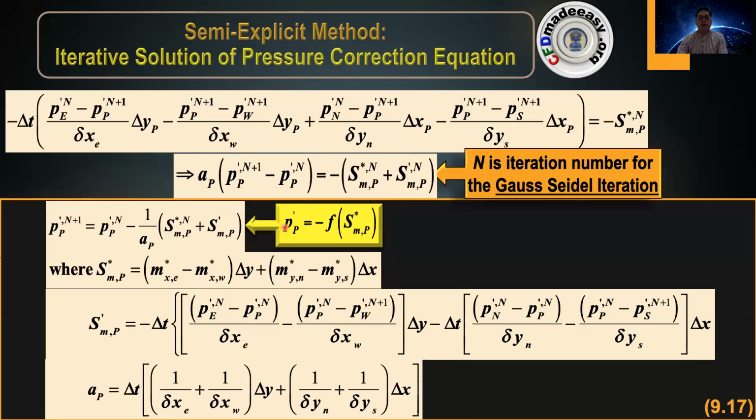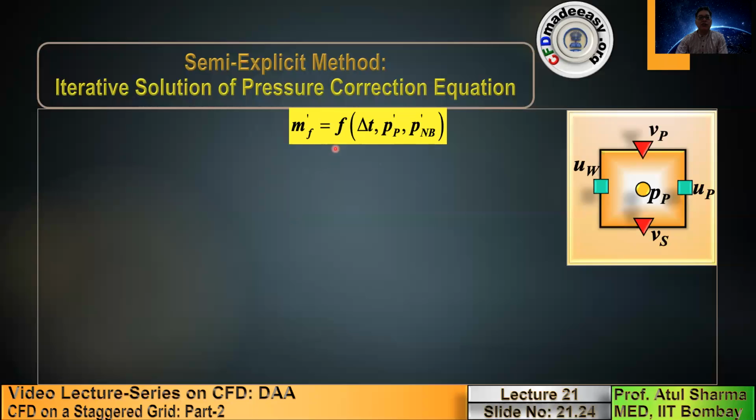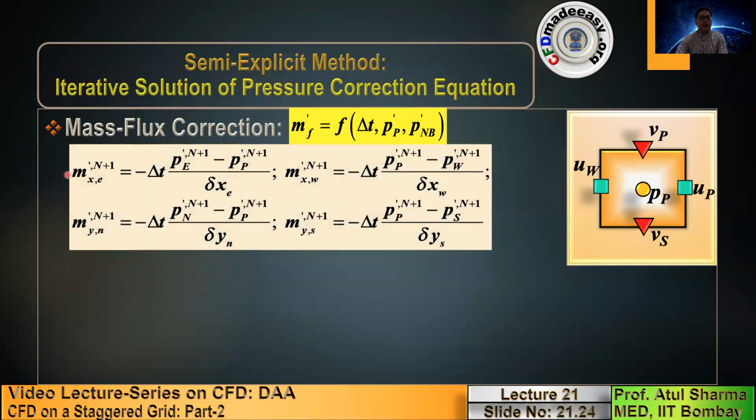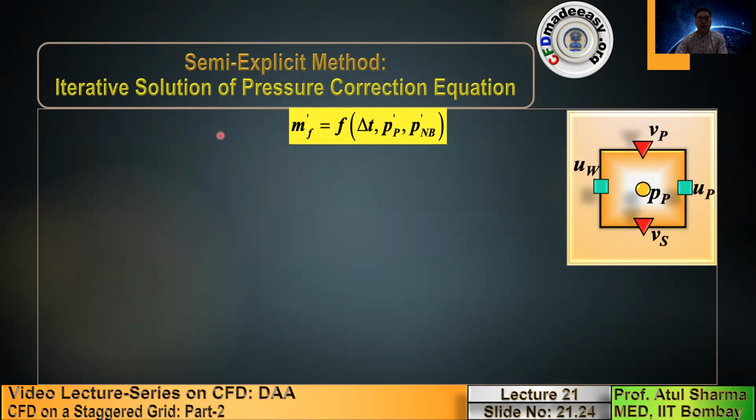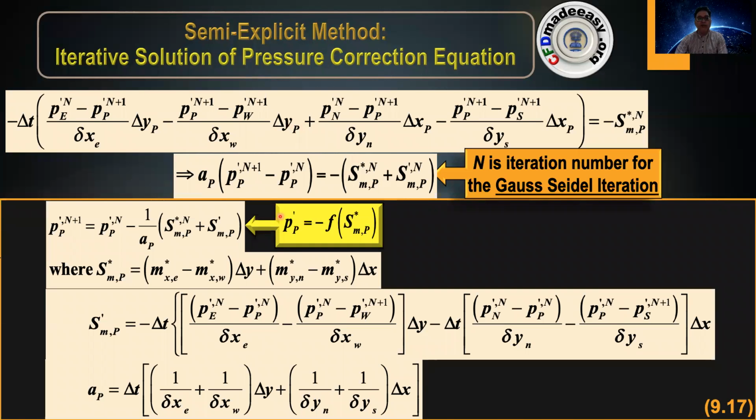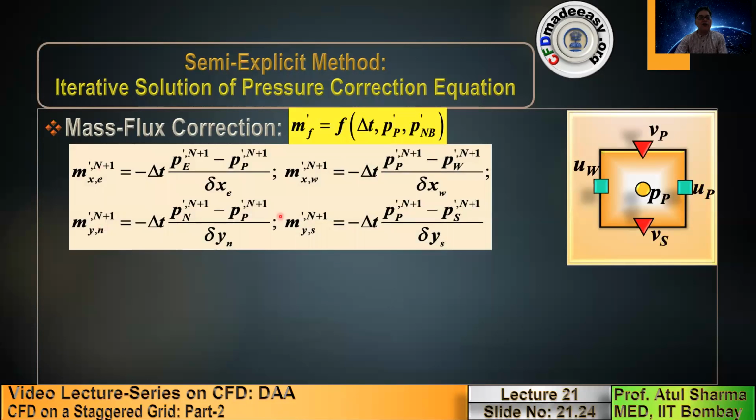In the next slide I will show you how, from this pressure correction, to get an updated value of the predicted mass fluxes. We will obtain mx star for the new iteration as a function of pressure correction. First we will obtain mx prime, my prime, then we add them to the mx star and my star of the previous iteration to get the mass flux for the new iteration. So this is the mass flux correction as a function of pressure correction.